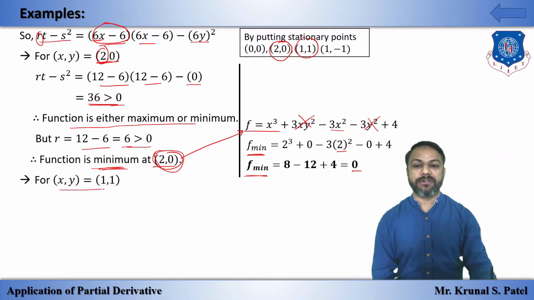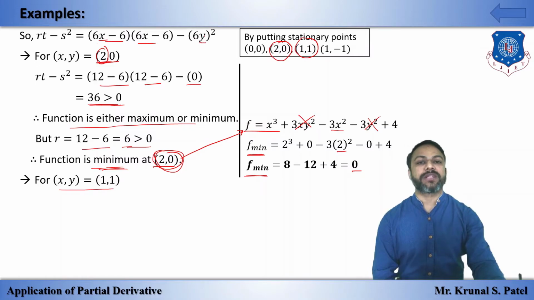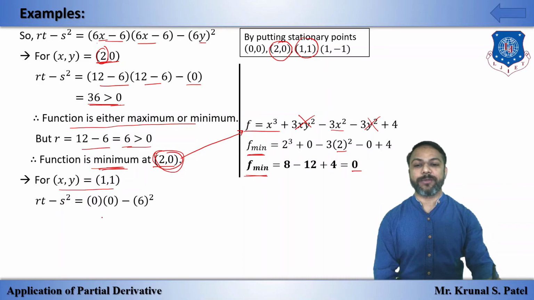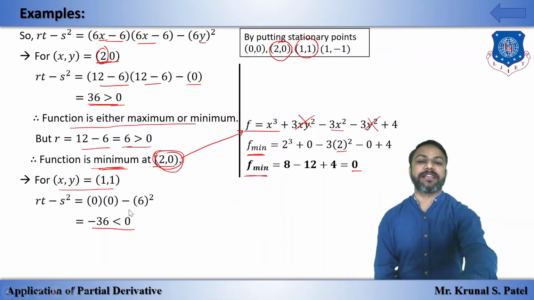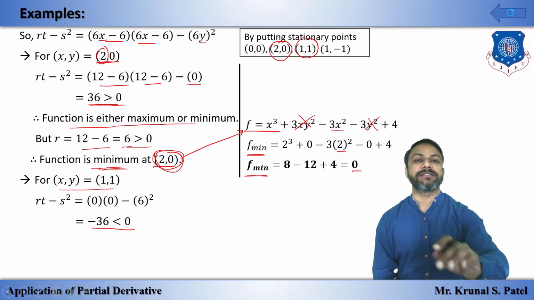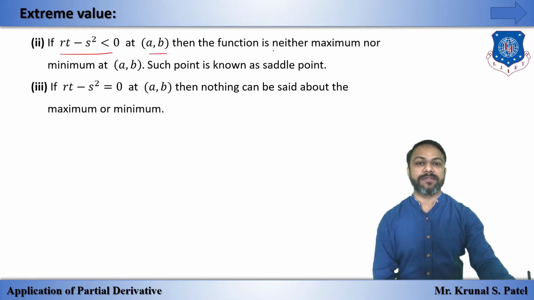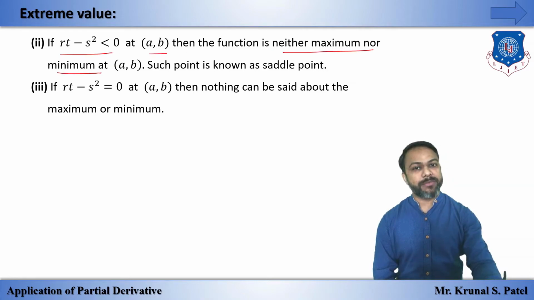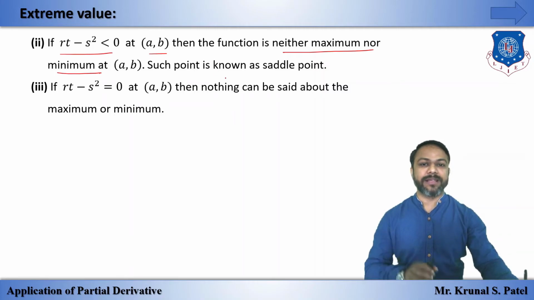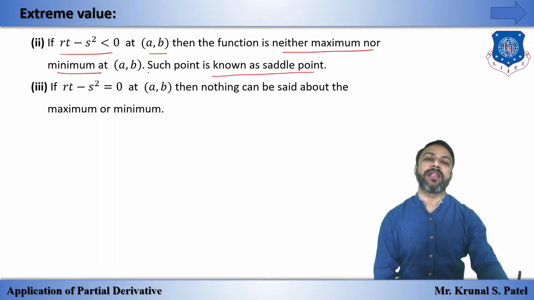For x, y equal to 1 comma 1, we will put the point in rt minus s square. The value of x is 1, so 6 minus 6 is 0, and y is 1, so 6 into 1 is 6, 6 square is 36, and minus as it is, so rt minus s square is minus 36. As I told, if rt minus s square is less than 0, then the function is neither maximum nor minimum. No need to check r or anything, that point is known as a saddle point.